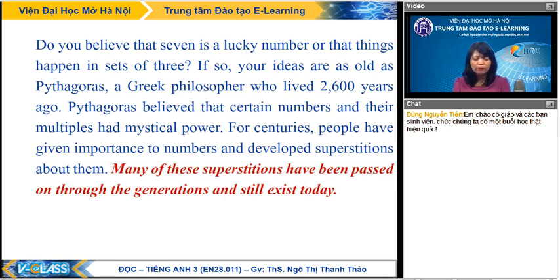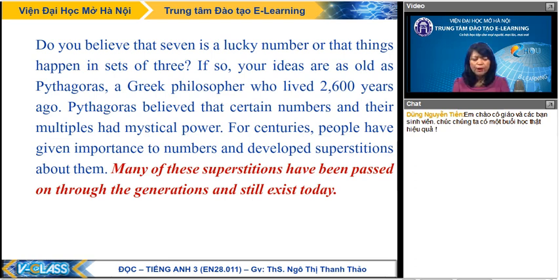2,600 years ago. When you read the first two sentences here, you may think that our reading today is about lucky numbers or is about numbers. Now continue. So it gives you a very general, very big view of the picture of the lesson we are going to read. It is about numbers. Come on, with number 3, Pythagoras believed that certain numbers and their multiples had mystical power. Also about the number, right?